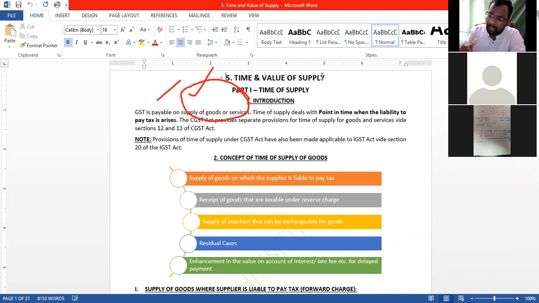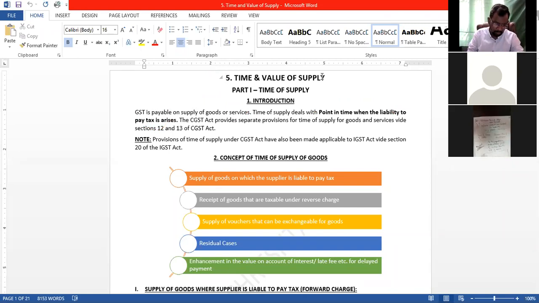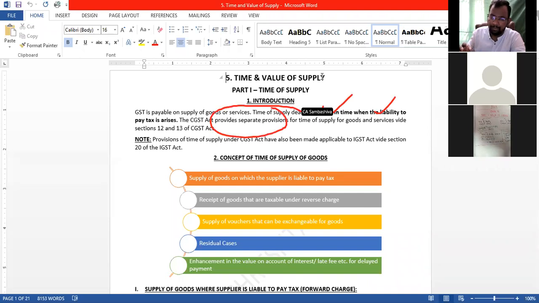Time of supply deals with the point in time when the liability to pay the taxes arises. The CGST Act provides separate provisions for the time of supply of goods and separate provisions for the time of supply of services. Note that the provisions of time of supply of goods under the CGST Act have also been made applicable to the IGST Act, under section number 20.